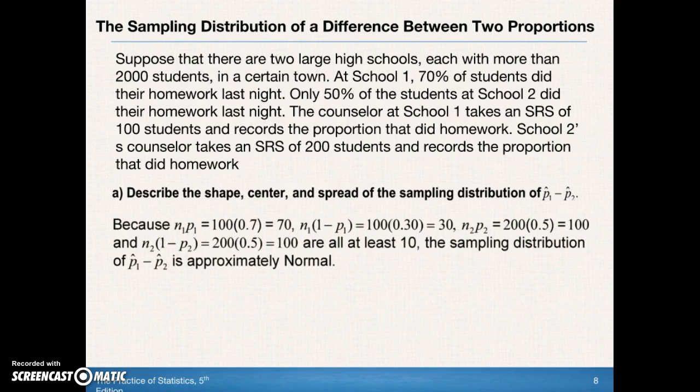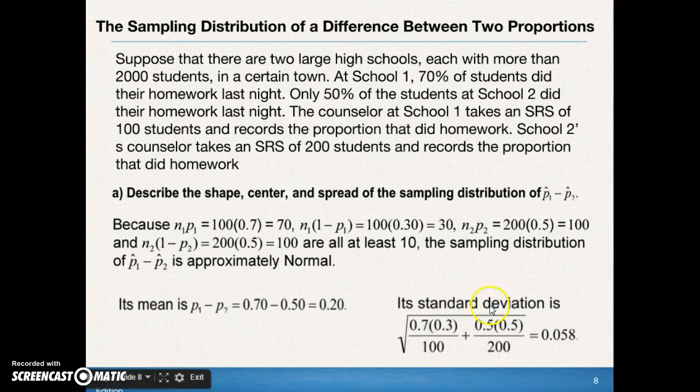So how were they able, again, to say that it was normal? They took the sample size from school 1 times the proportion, greater than 10. Sample size times the complement, greater than 10. Did the same thing for school 2, greater than 10, greater than 10. We know that it's approximately normal. Again, how did they show the mean? They just showed the two parameters being subtracted. And then how did they find that standard deviation? Add together the two variances.